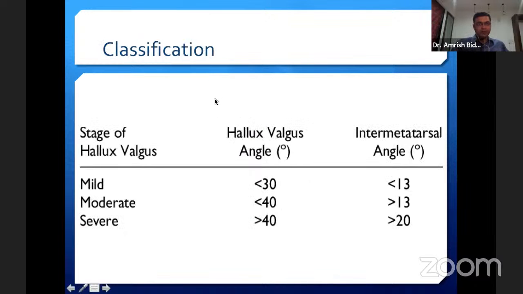So then we come to the classification. In classification, we check these angles and we classify it as mild, moderate, and severe. If it is less than 30 degrees of hallux valgus angle, it is considered mild. 30 to 40 degrees of hallux valgus angle and less than 20 degrees of intermetatarsal angle is moderate, and more than 40 degrees and more than 20 degrees of these angles is considered severe hallux valgus.